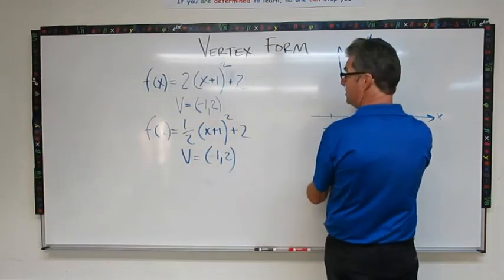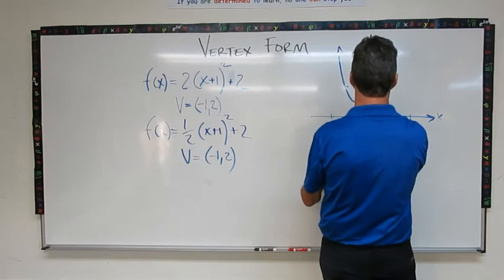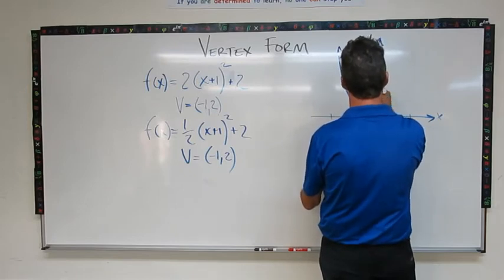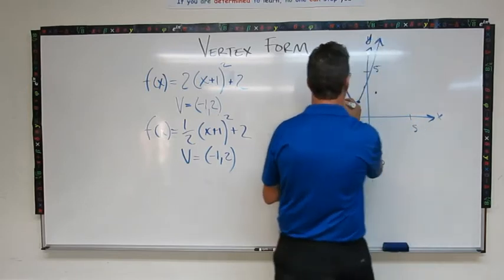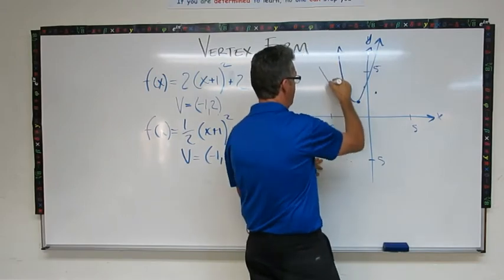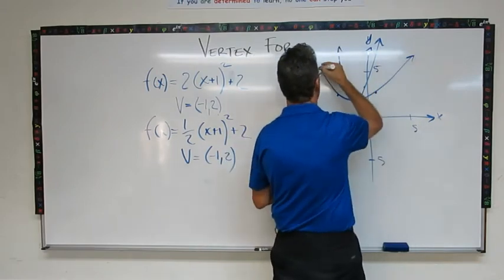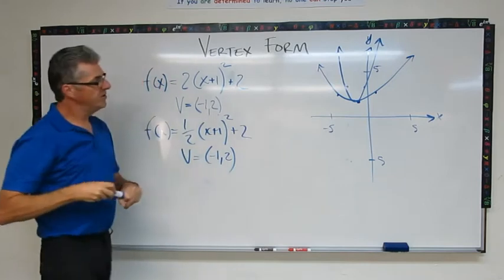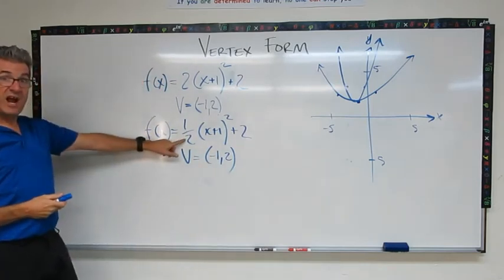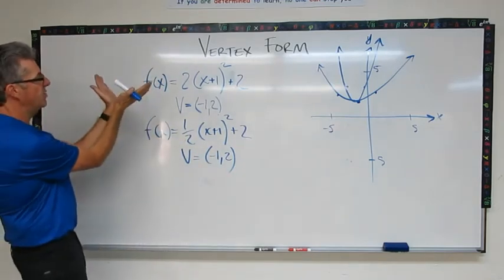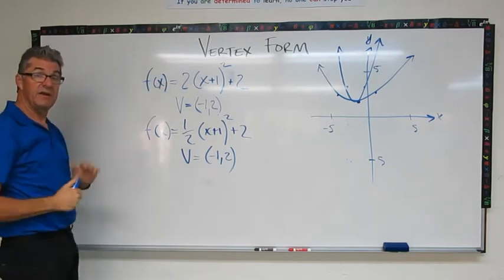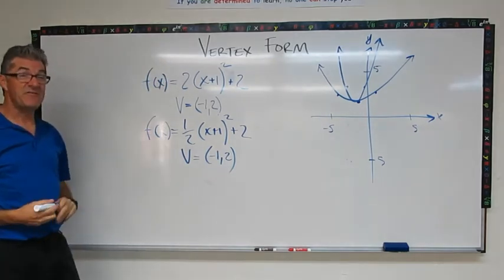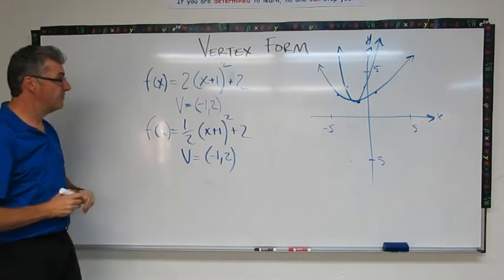So over, let's see, we're minus, it's going to be something like that. So notice how, when I have a fraction here, it makes the parabola open wider. Okay? So a does a lot of things. Let's take a look at one more of those things.